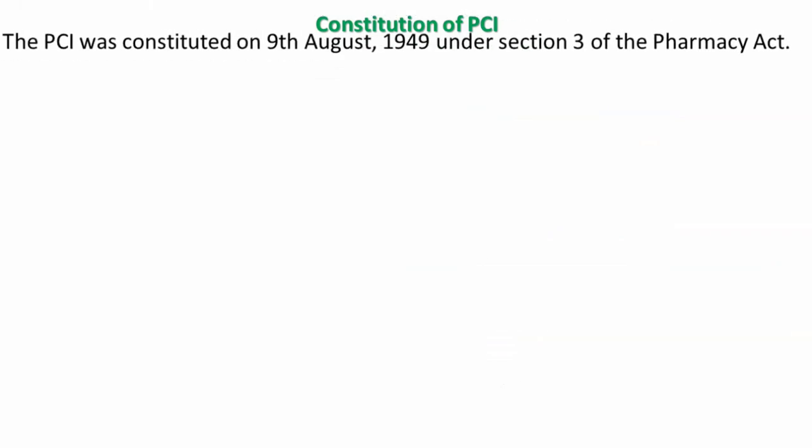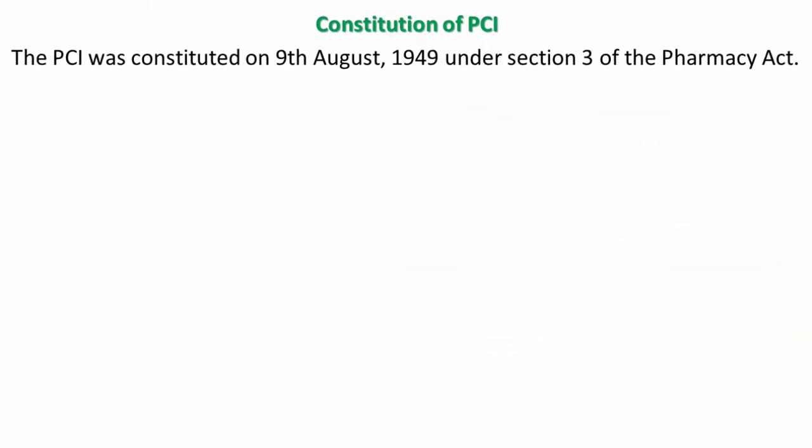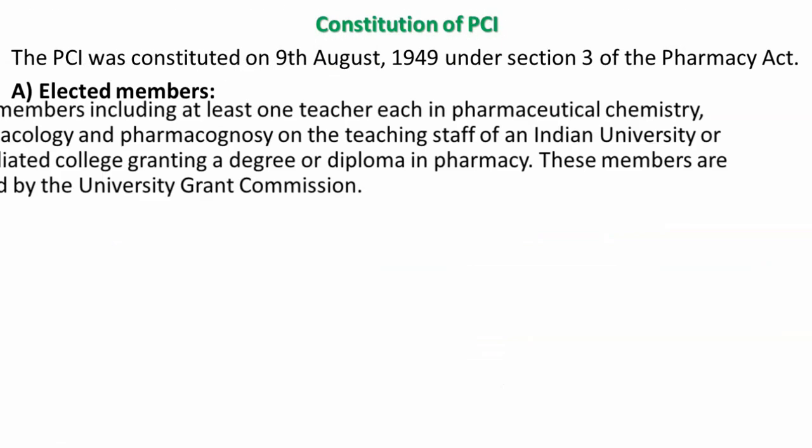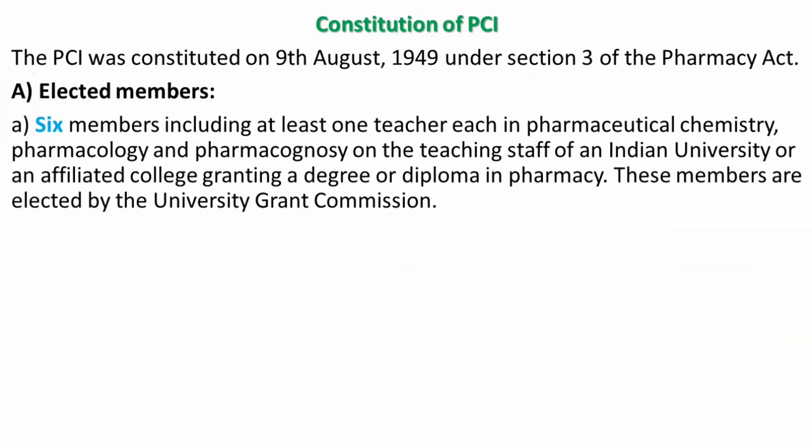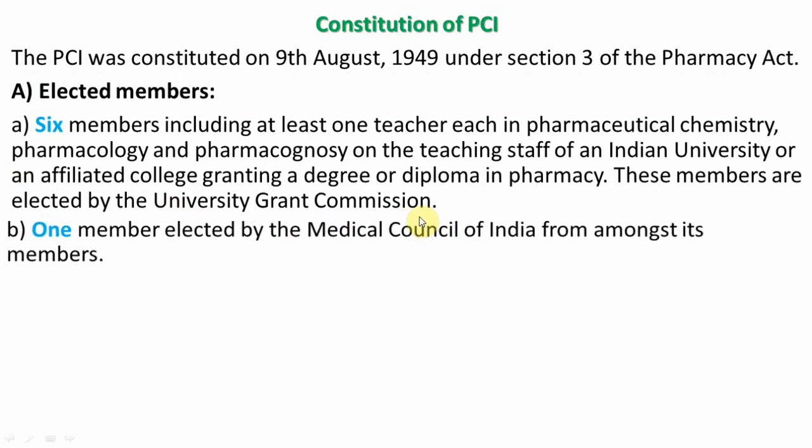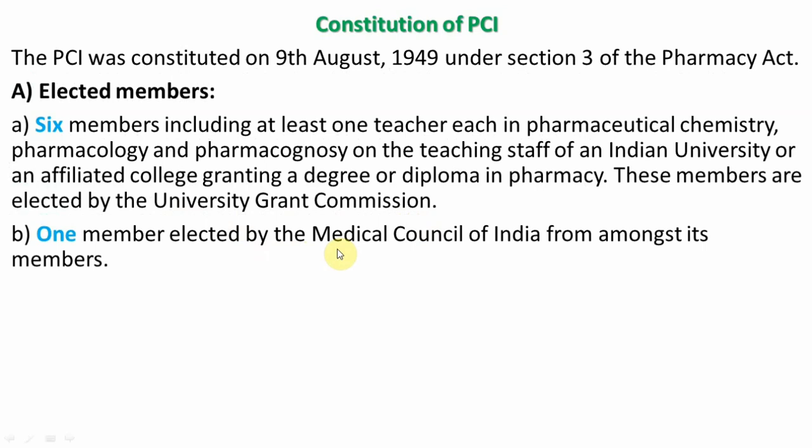Then, the next point is the Constitution of PCI. The PCI was constituted on 9th August 1949 under Section 3 of the Pharmacy Act. First, elected members. 6 members, including at least one teacher each in pharmaceutical chemistry, pharmacology, and pharmacognosy on the teaching staff of any Indian university or affiliated college. These members are elected by the University Grants Commission, that is UGC. Then, one member elected by the Medical Council of India.